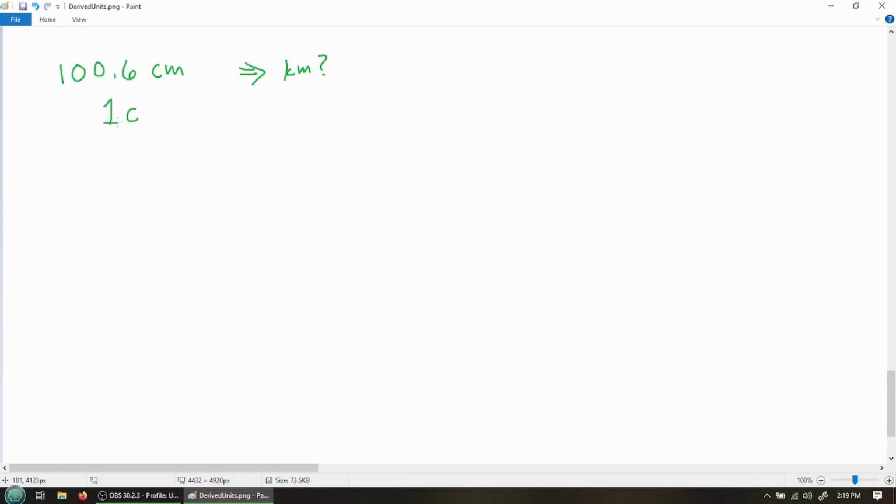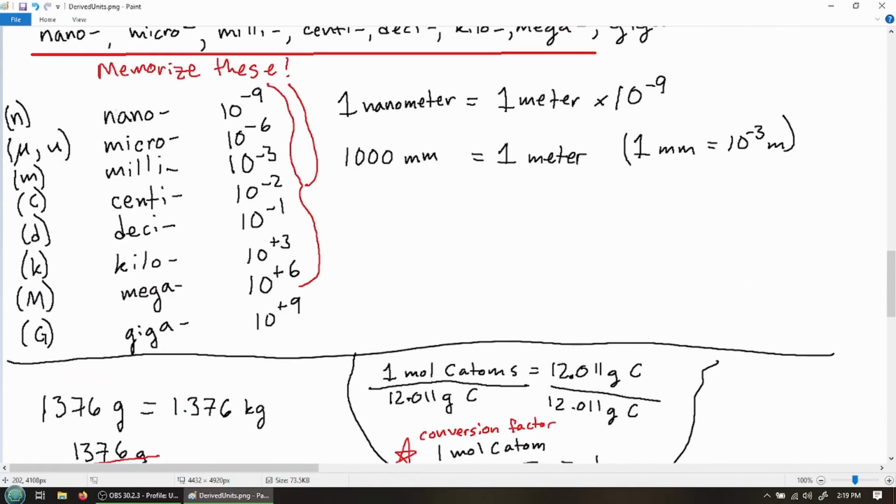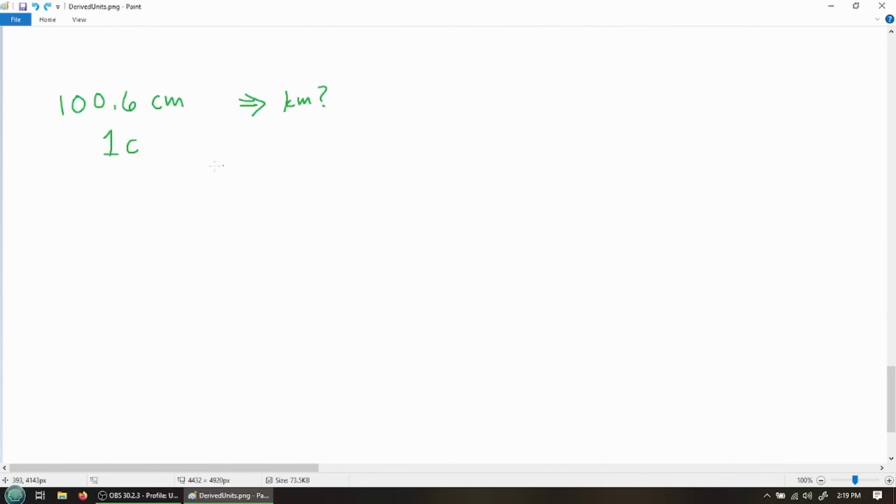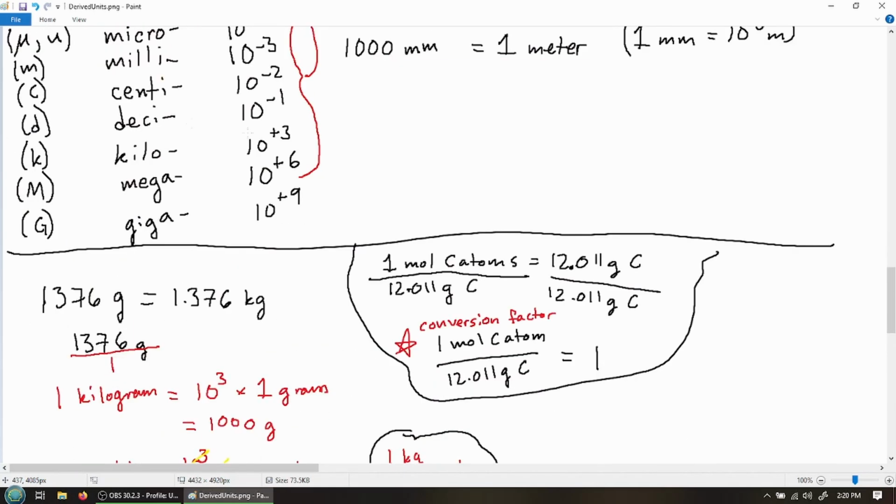So we know from our table above, if we're trying to get from centimeters to meters, we would take the number of centimeters and multiply it by 10 to the minus 2. Just like here, right? Here, we're taking the number of nanometers, 1 nanometer, and multiplying it by the conversion factor here, 1 meter times 10 to the minus 9. So let's come back down here, and we see that 1 centimeter equals 1 meter times 10 to the minus 2.